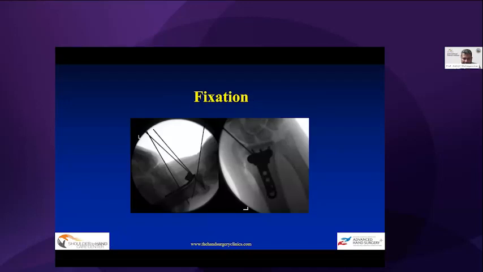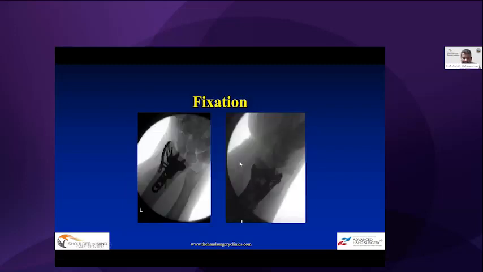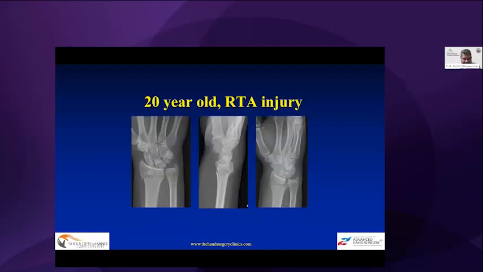And these are reduced, and you can now see the intermediate column is being fixed with a plate, but this plate is not adequate to fix the radial column, in which case we use a separate implant to fix the radial column and achieve a good reduction which is stable and is adequate to hold this fixation till union while restoring all the parameters of the distal radius.